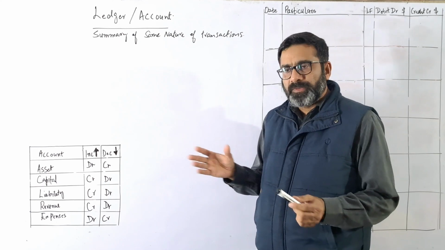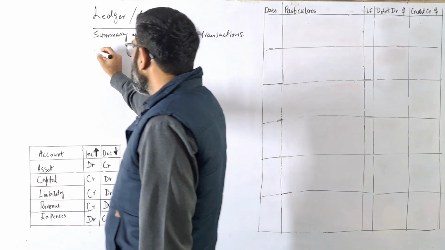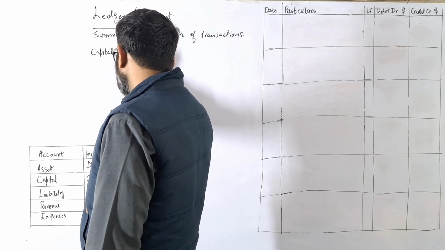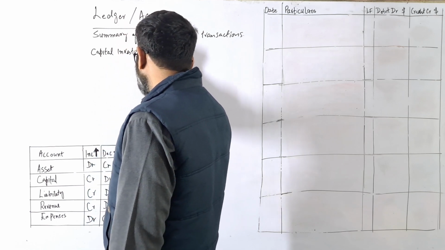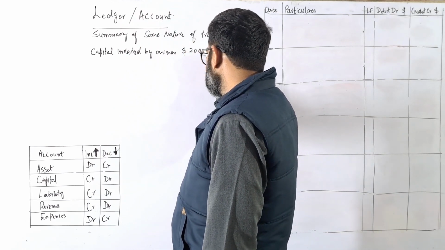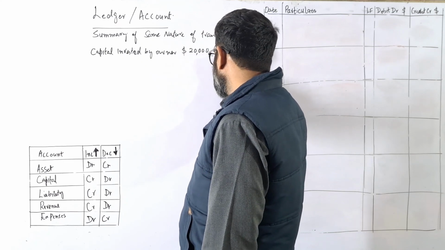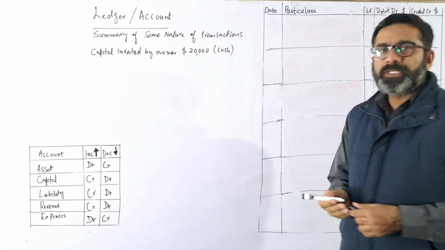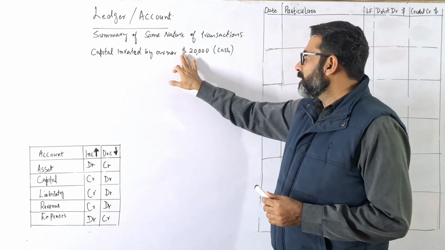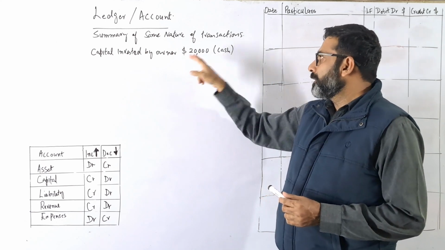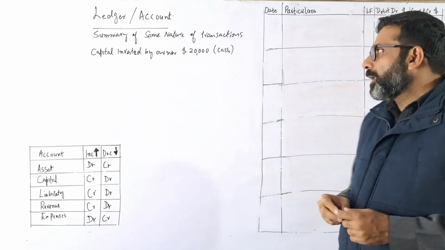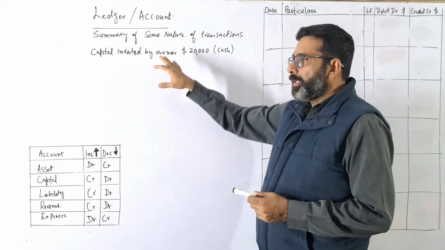We will just do some basic transactions. For example, capital invested by the owner, that is $20,000, in the form of cash. So the first transaction is the capital. The owner has invested the capital in the form of cash, $30,000, $20,000, whatever, it is just an assumed amount. So $20,000 is invested by the owner in the new business.